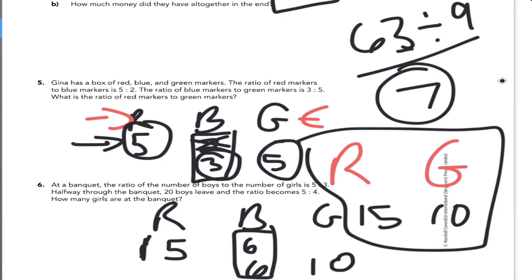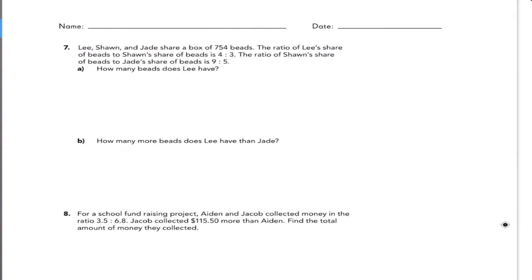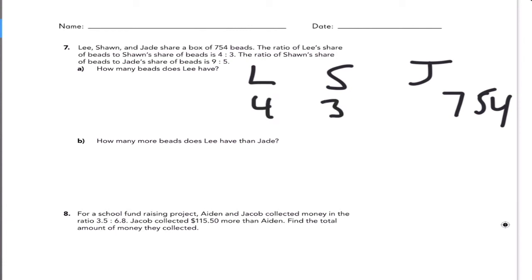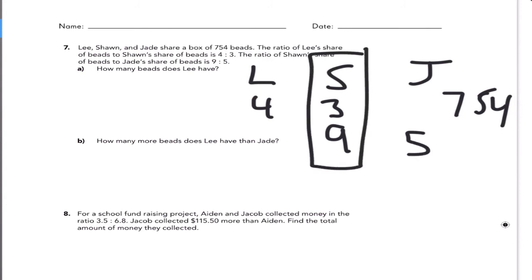Okay, so next one. Let's look at Lee, Sean, and Jade each have a box. They have a box with 754 beads. So Lee, Sean, and Jade equals 754. The ratio of Lee's share of beads to Sean's share, Lee is 4, Sean is 3. The ratio of Sean's beads to Jade's, Sean is 9, Jade is 5. So we need to find a common area. The common area is Sean. However, they're not the same number. It's 3 and 9. So we need to make them the same number.